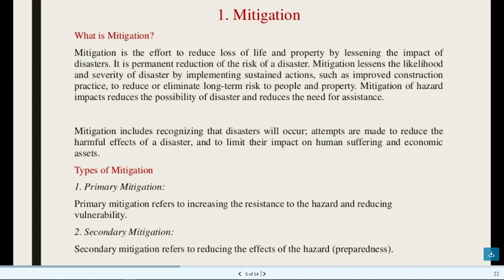The first type of mitigation is primary mitigation. It refers to increasing the resistance to the hazard and reducing vulnerability. A very evident example of primary mitigation is how you can mitigate the effect of an upcoming typhoon by giving a warning to the community so that every household can prepare and install whatever they need, to have a fighting chance against the strong wind of the upcoming typhoon.